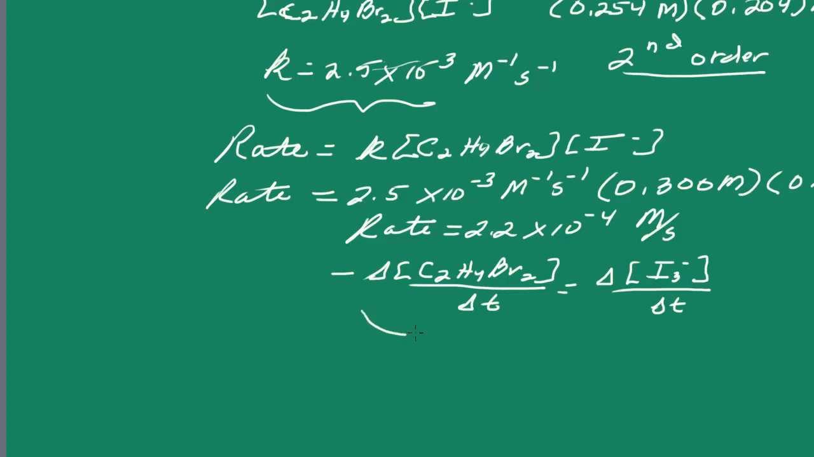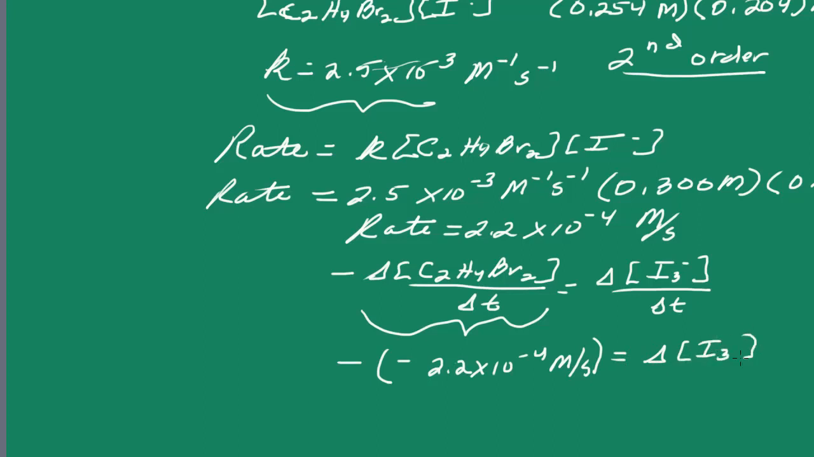So this then is equal to, remember the negative sign just shows that it's a rate of disappearance. There's no such thing as a negative rate. So this would be 2.2 times 10 to the negative 4 molar per second, and that would be equal to the rate of formation of the triiodide ion. So that would be 2.2 times 10 to the negative 4 molar per second.